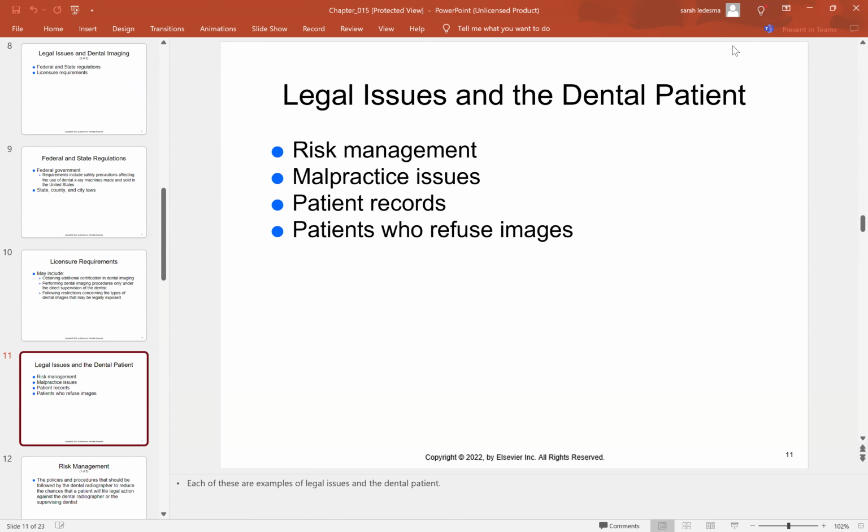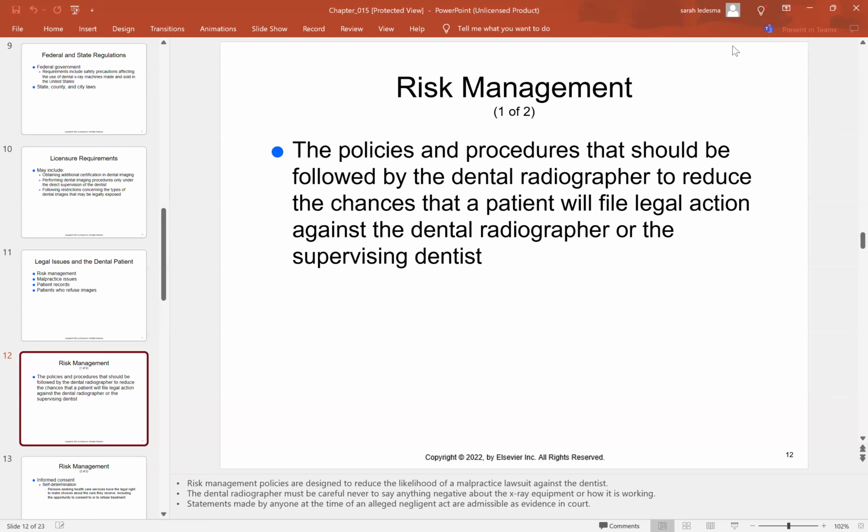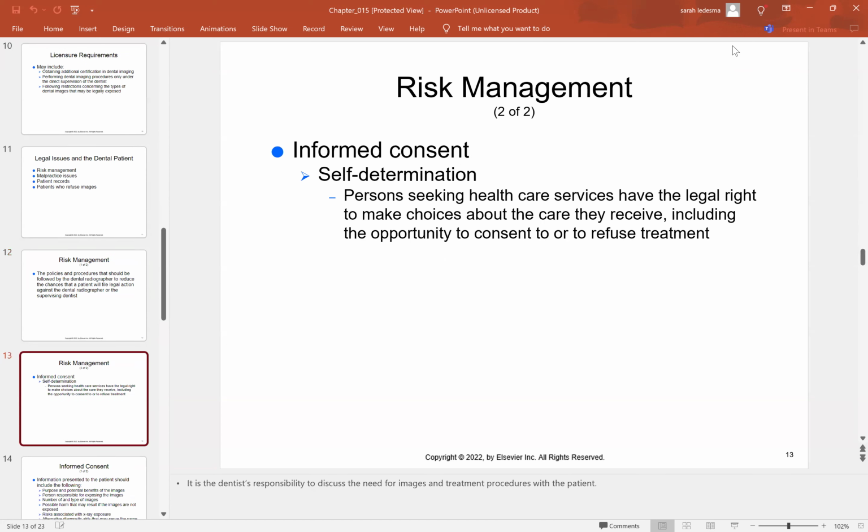Risk management, malpractice issues, patient records, and patients who refuse images. Risk management includes the policies and procedures that should be followed by the dental radiographer to reduce the chances that a patient will file legal action against the dental radiographer or the supervising dentist.